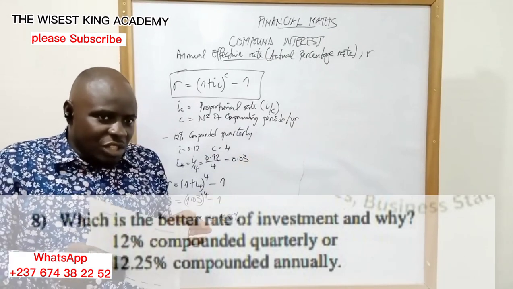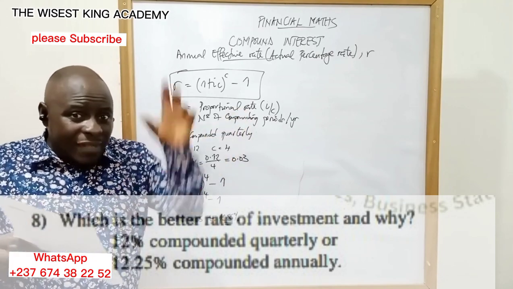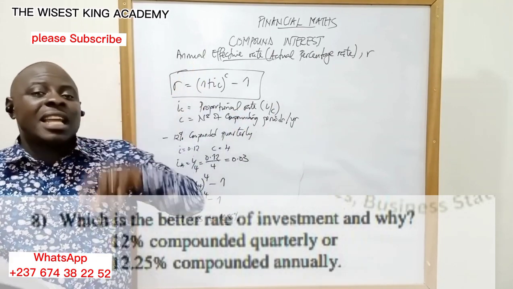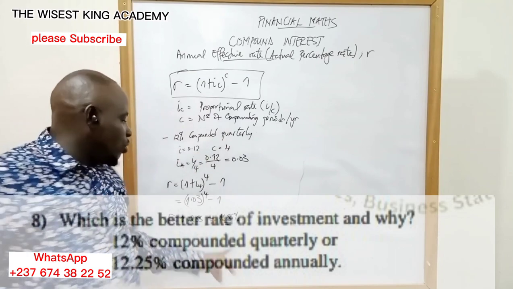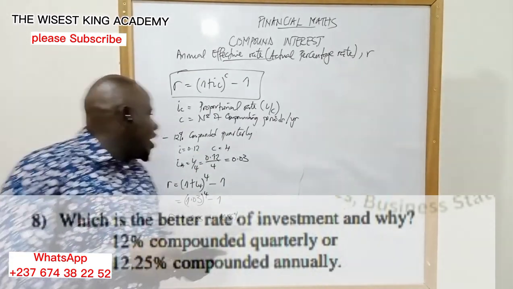That's the first. So this is saying that this interest is calculated 4 times. If we take the total interest for the first quarter, second quarter, third quarter, fourth quarter, and add up, we have the annual interest. If we divide it by that initial investment and multiply by 100, it's going to give us 12.55%.